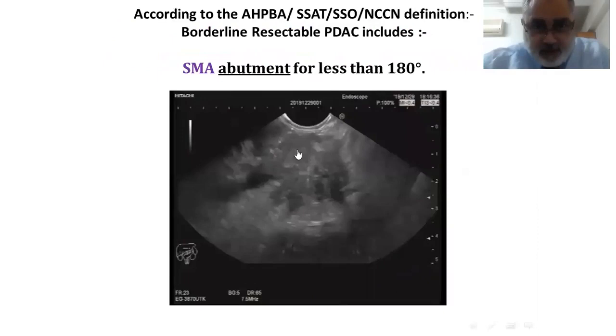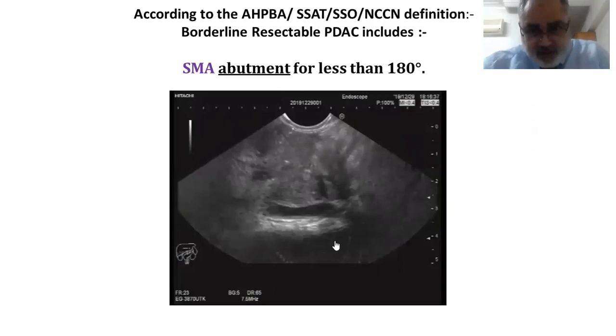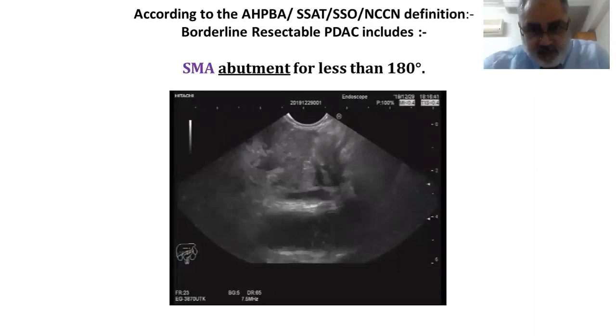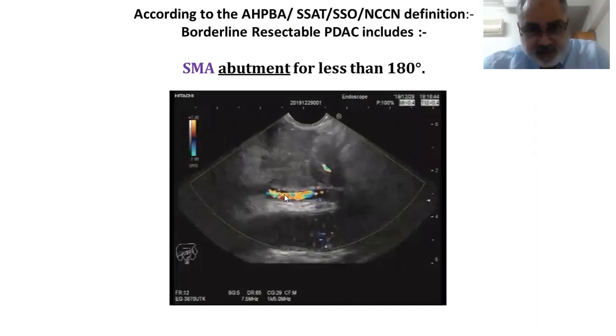This is an example of a borderline resectable mass abutting the superior mesenteric artery. This is the superior mesenteric artery coming from the abdominal aorta. And we notice here that there is abutment of the superior mesenteric artery by this large mass. The mass is present at one side of the artery and none here, there is no mass. So it is involving less than half of the circumference of the superior mesenteric artery.